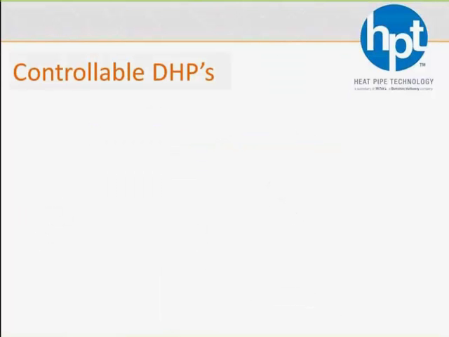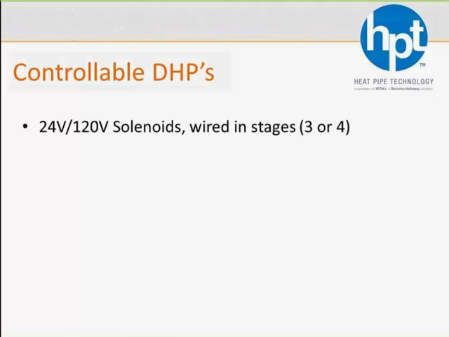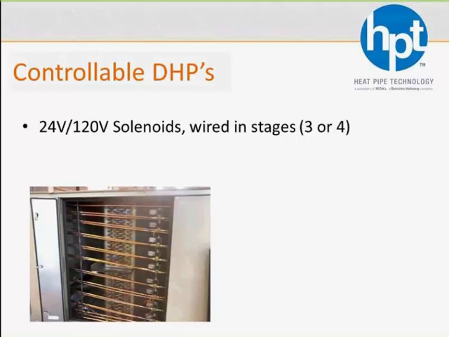So now I want to shift gears and talk about, if you've decided that the wraparound heat pipe is the way to go, then let's figure out how to truly optimize that system and get the best bang for your buck. And that's where controllability comes in. So what we can do with our wraparound heat pipes is put some solenoid valves on them so that you're able to stage these circuits off and on as needed. We're able to stage them into up to 3 or 4 stages.